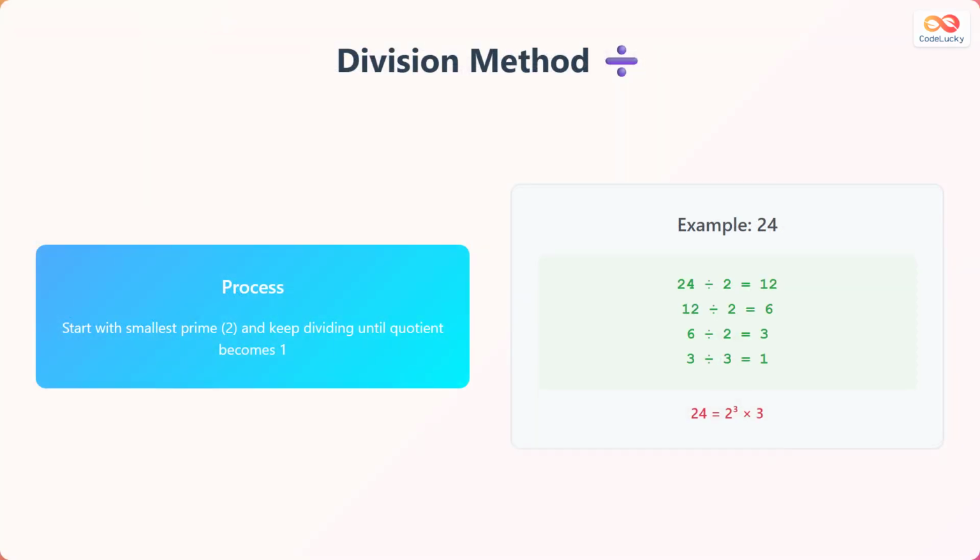Let's learn about the division method for prime factorization. Start with the smallest prime number, which is 2, and keep dividing until the quotient becomes 1. For example, for the number 24, 24 divided by 2 equals 12. 12 divided by 2 equals 6. 6 divided by 2 equals 3. 3 divided by 3 equals 1. Therefore, 24 equals 2 to the power of 3 times 3.